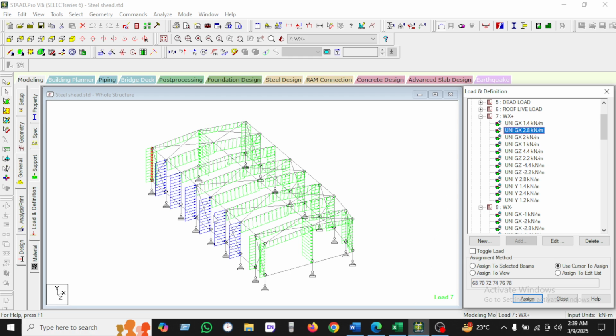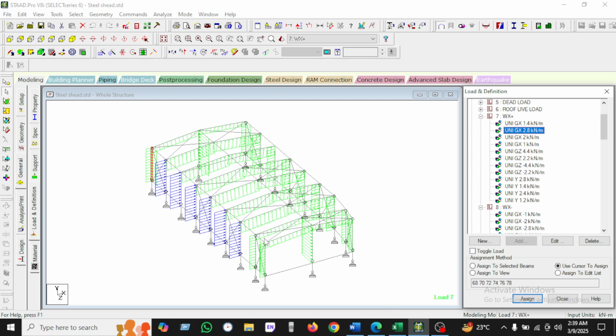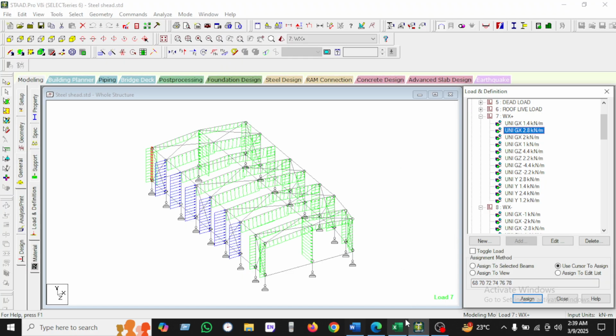But it is given in kilonewton per meter. If we give the tributary length, then we will find kilonewton per meter. We have to multiply with the tributary length, which can also be called the bay distance. What is the bay distance? This portion half and this portion half will be the bay distance. So we found 2.875, and we are applying it here.